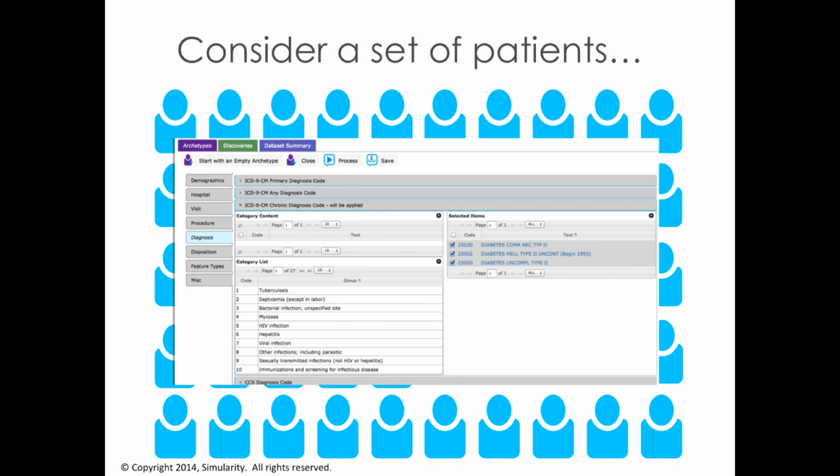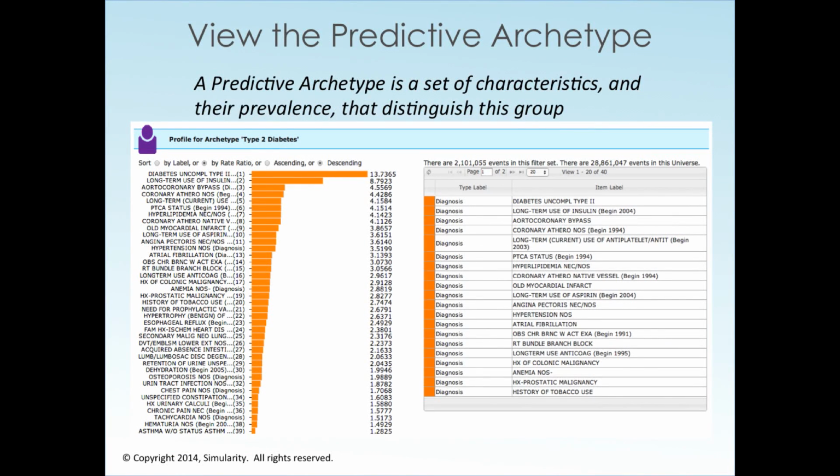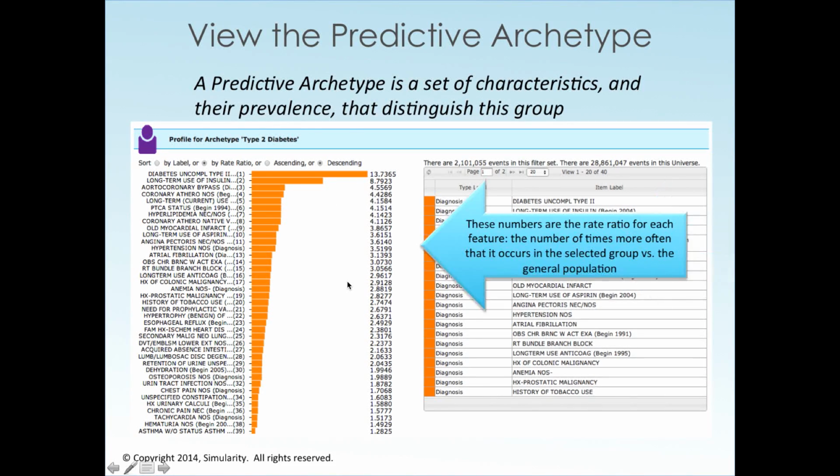We've built a UI here, so it's basically point and click, and you can just enter the ICD-9 diagnosis codes for type 2 diabetes, and then it's as simple as clicking on process here to create the predictive archetype. This is what the predictive archetype for type 2 diabetes looks like based on the data that we have. Now, based on your data, it might look entirely different, but this is the predictive archetype based on the data that we have.